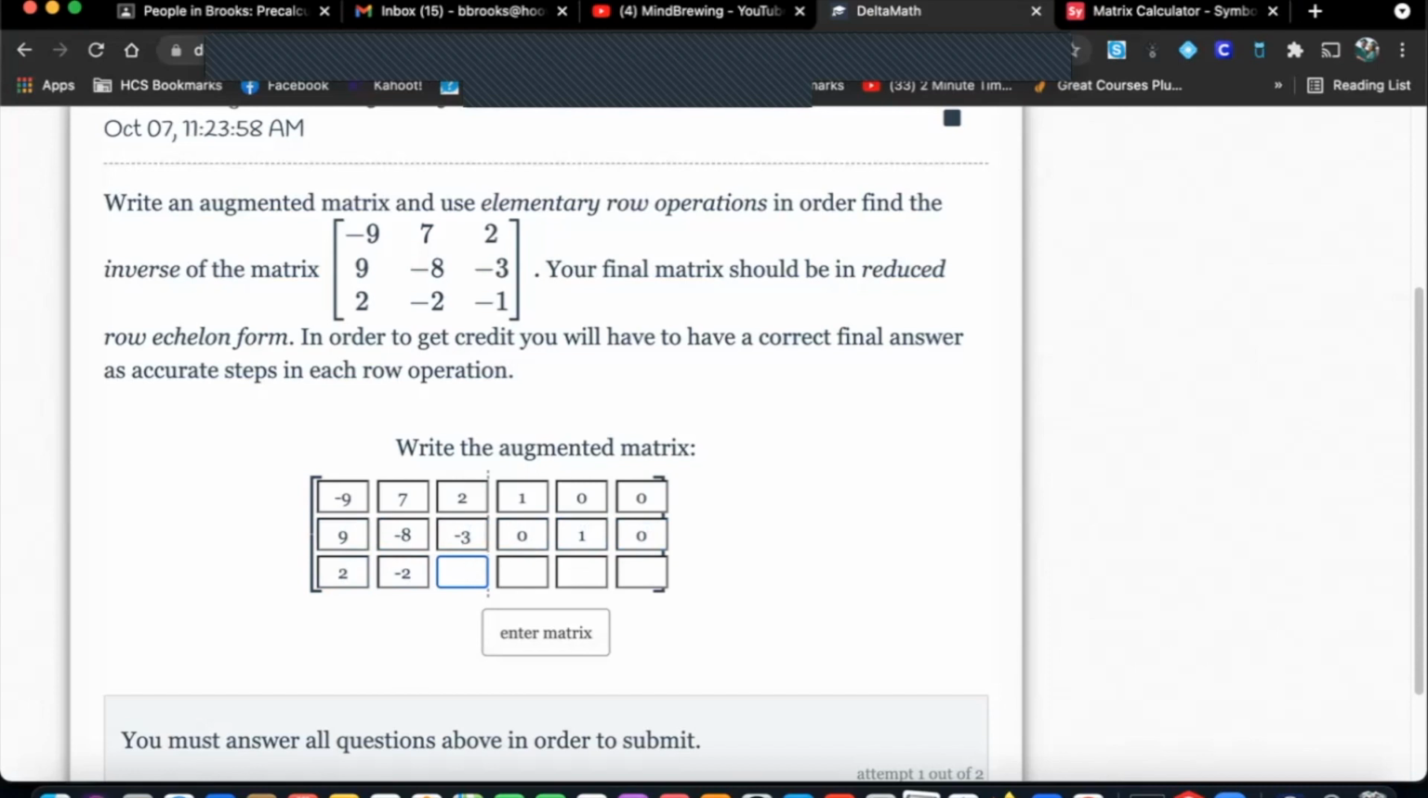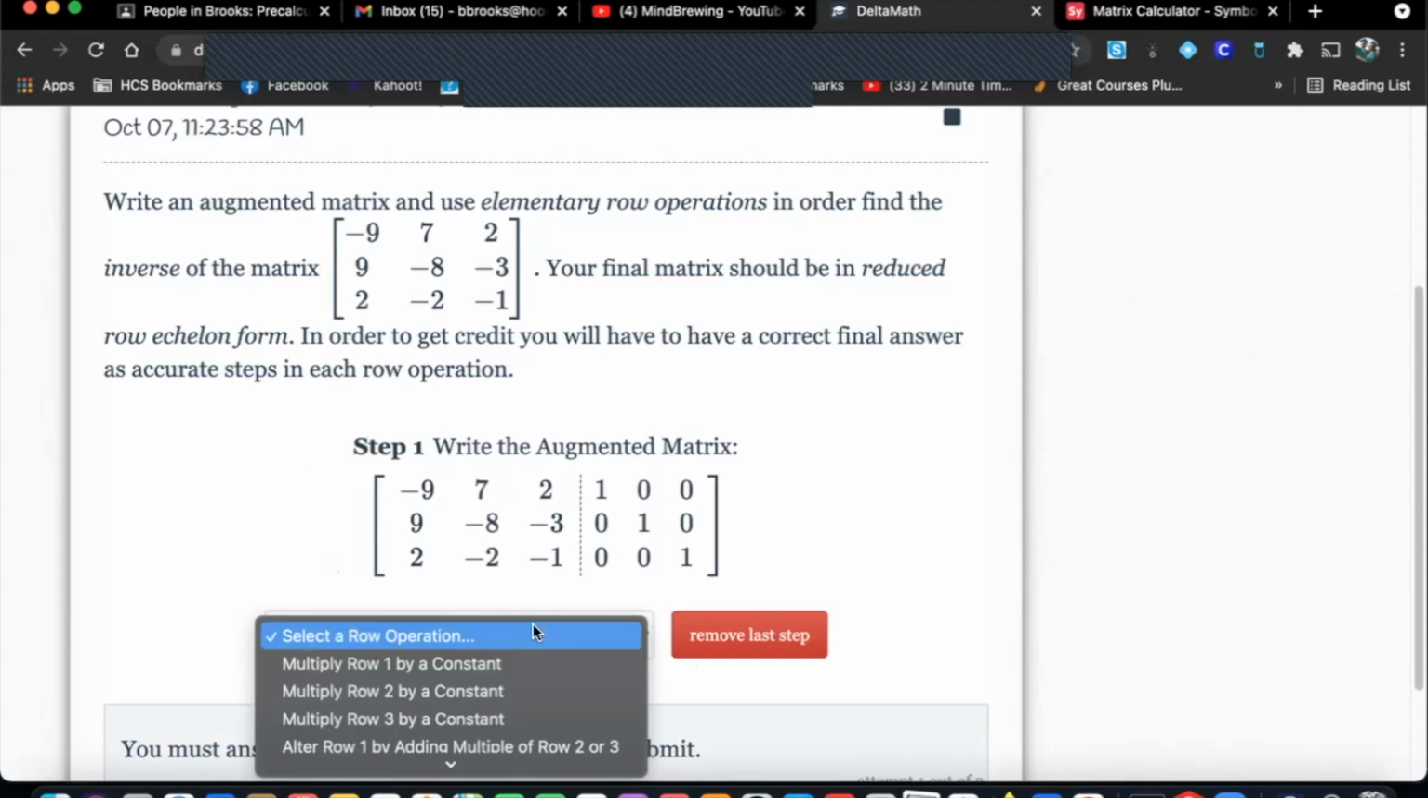Chances are you're not going to get the first one correct. Take your time, go slow, use the matrix calculator to check your answers before you submit. So all that good stuff.